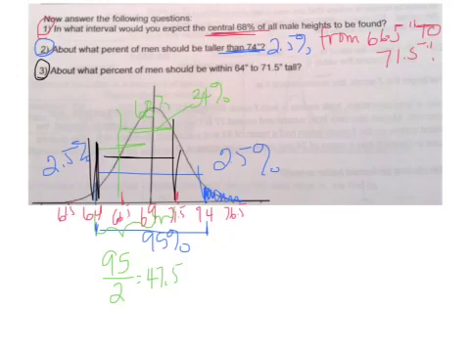So to answer question number 3, I know that it's 34% plus my 47.5% to give me a total answer of 81.5%. And we want to answer that in context. So about 81.5% of men should be within 64 inches to 71.5 inches tall. So more to come on this, but we will be practicing the empirical rule as well as what happens when it doesn't land in these percentages.